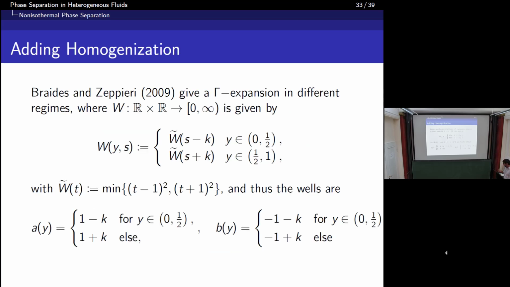So now we can think about adding homogenization to this, which is what we wanted to do in the first place. Really the only work that we know of for these types of wells, jumping wells and things, is this Zeppieri paper from 2009, where they give a gamma expansion where these wells are basically jumps from 1 minus k to 1 plus k, and then minus 1 minus k to minus 1 plus k. And they give a characterization of all the different regimes for this.